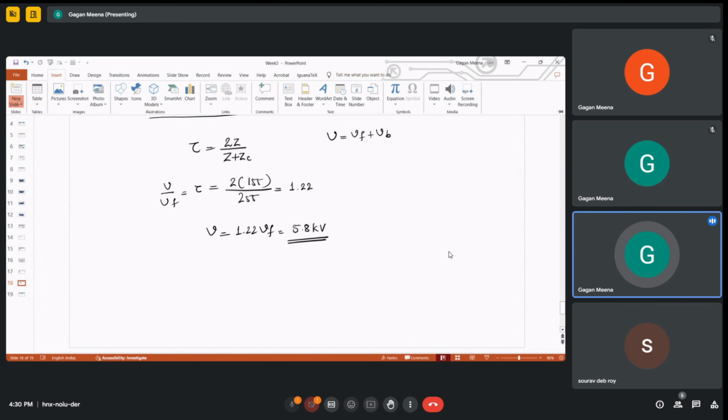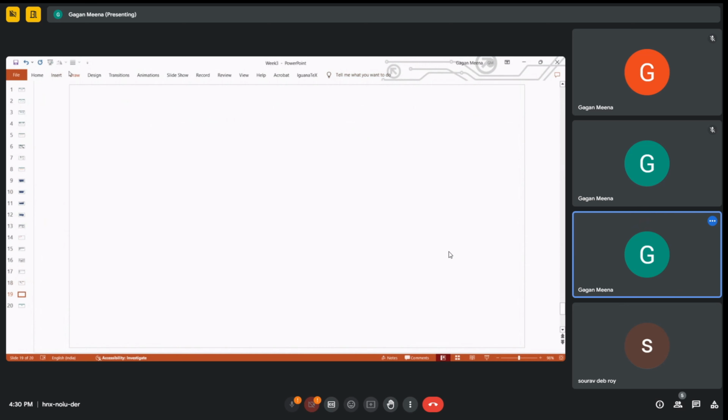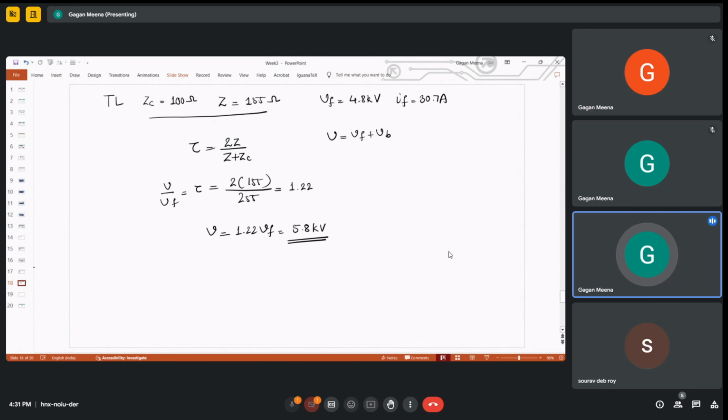Now again, let me insert one more slide. The next question is about a transmission line, and we need to determine the current in amperes flowing through the resistor. It's the same question. We want to find the current flowing through the resistor in amps.